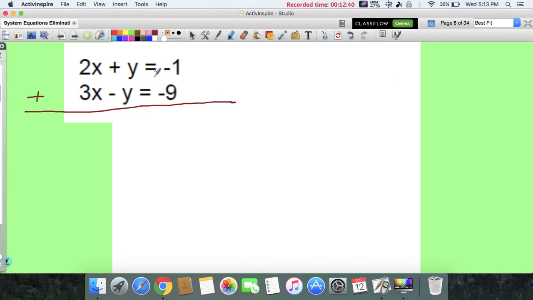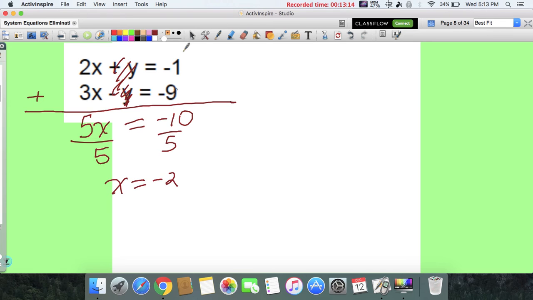Let me explain why we're adding. If I add these two equations, I get rid of the plus y and the minus y because they're opposites, right? Plus y and minus y should give me 0. And I'll show you, 2x plus 3x, first of all, is 5x. Plus y minus y gives me 0. So literally, this disappears. Equals, and negative 1 plus negative 9 gives me negative 10. This is an equation with a single variable, which we can solve. Divide by 5, and I get that x equals negative 2.